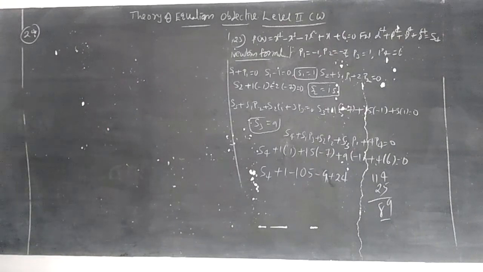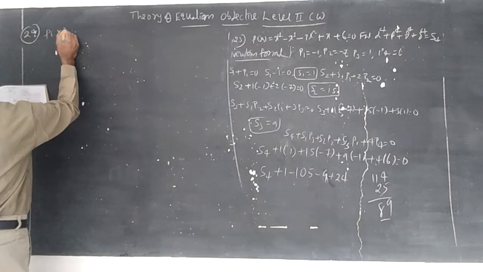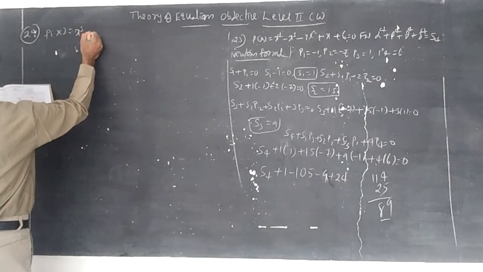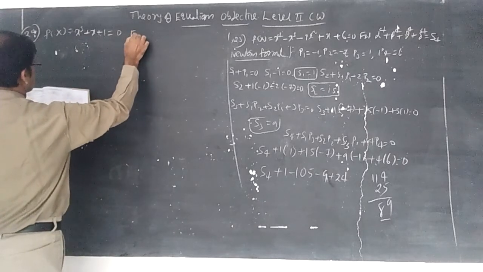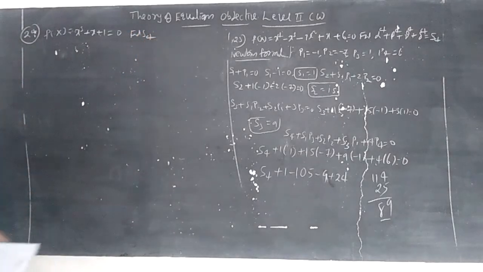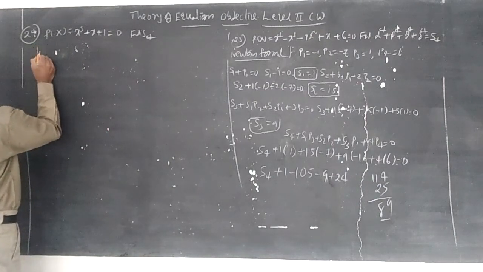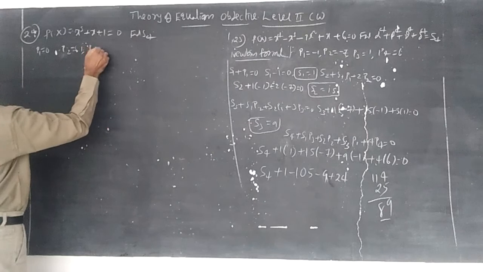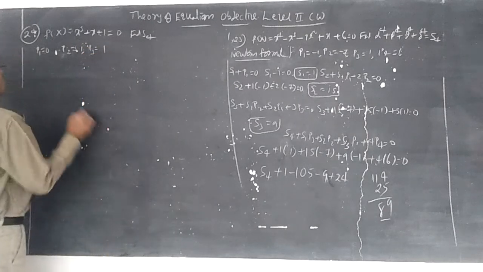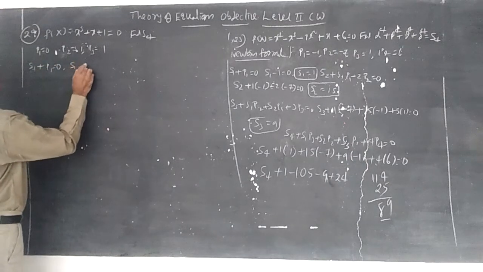The sum of fourth powers of the roots of the equation x cube plus x plus 1 equal to 0. Find S4 using the same concept. Here you can write P1 is equal to 0, P2 equal to 1, P3 equal to 1. That's all. S1 plus P1 equal to 0, so S1 equal to 0.